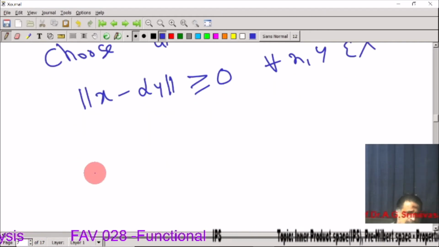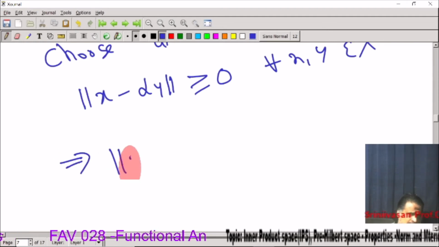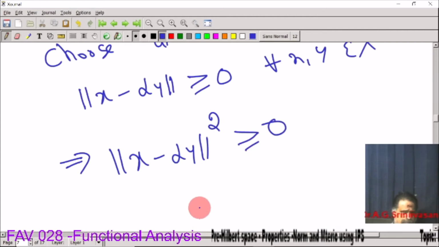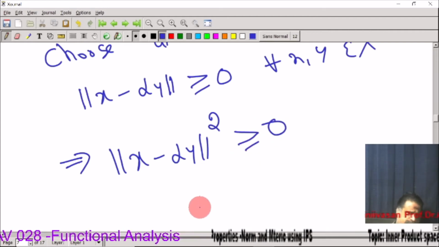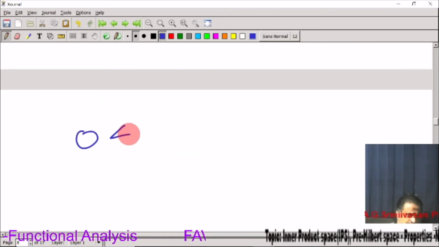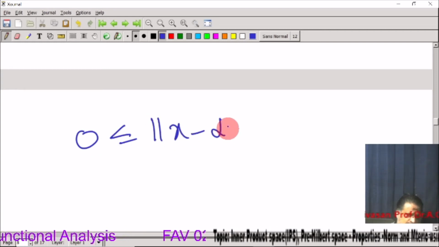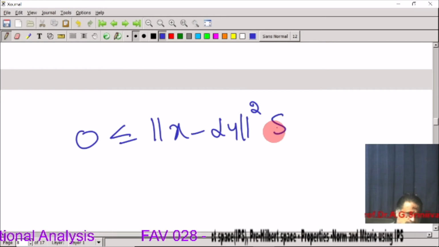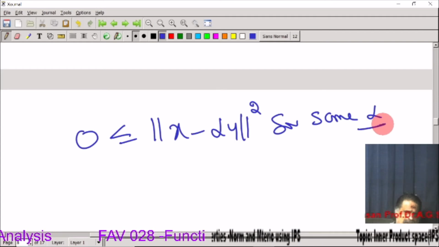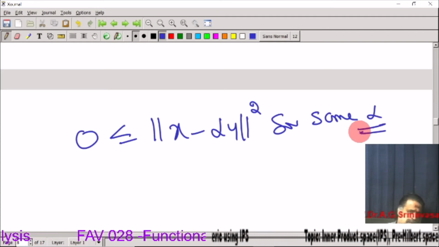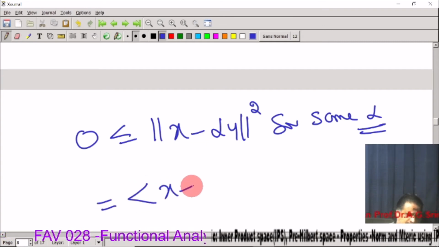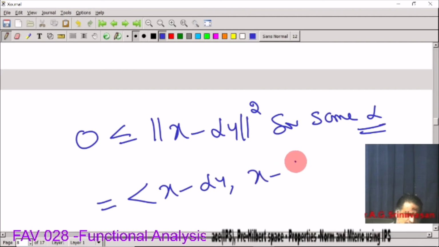Now this would imply, I just square it, this would imply norm x minus alpha y the whole square is also greater than or equal to 0. We already saw that in the previous discussions. And now 0 less than or equal to norm x minus alpha y whole square for, of course, any alpha. I decided for some alpha because it's true for any alpha. I will take some alpha as I like and then do this. But what is the definition of a norm in the concept of inner product? This is inner product x minus alpha y, comma x minus alpha y.